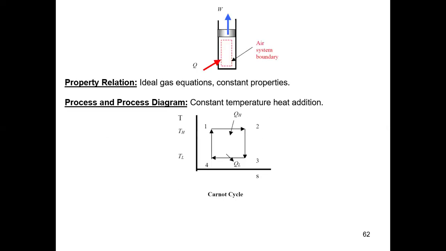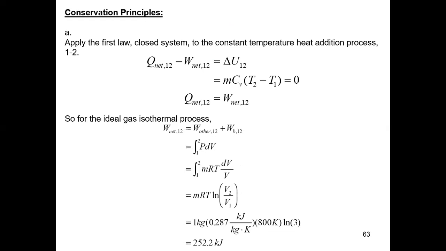Okay. Proper relation, ideal gas equation, constant pressure, air as the system boundary inside the piston-cylinder, and process diagram. So you're going from 1 to 2, with QH the heat coming in, then 2 to 3, 3 to 4, and back from 4 to 1. Okay, and TH is the temperature high, hot, and TL is the temperature low. You get heat QH at TH, and you lose heat QL at TL.